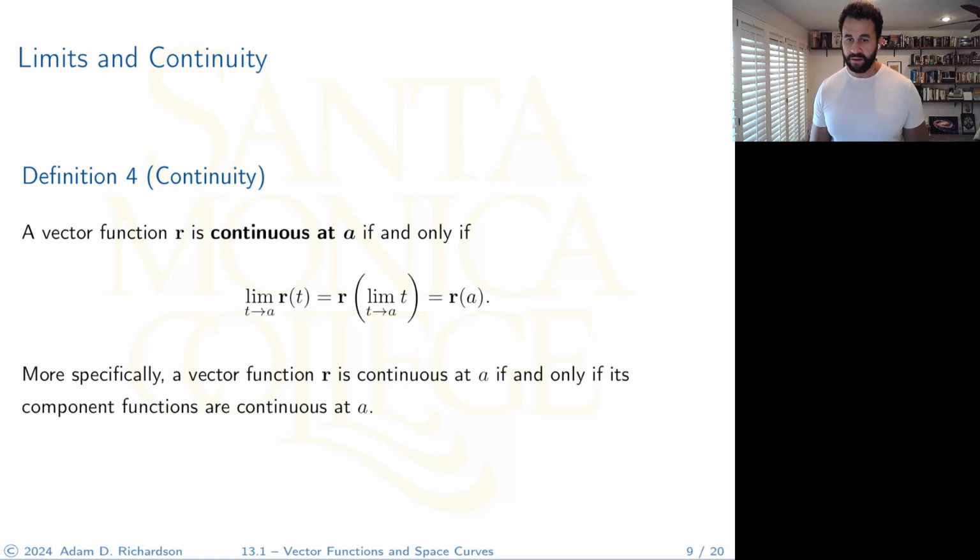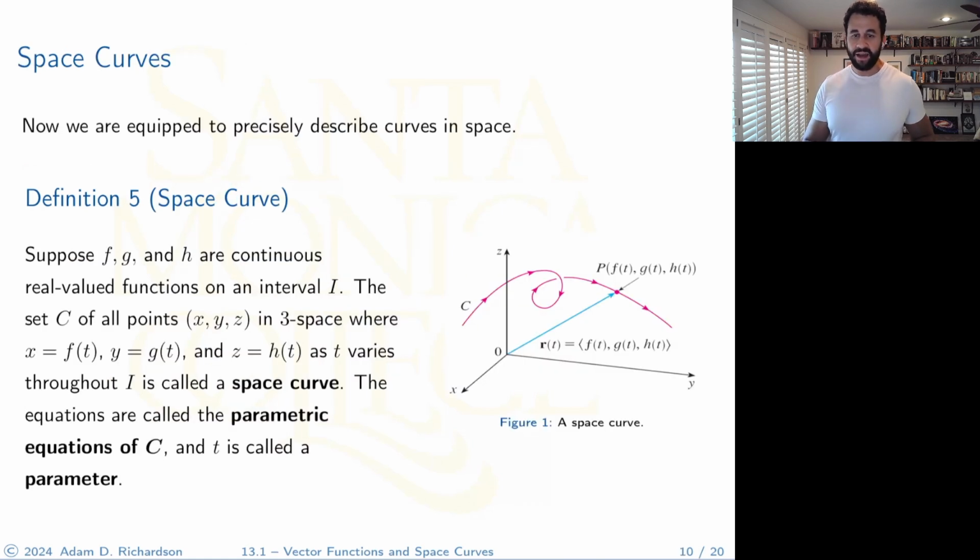All right. More specifically, the function is continuous if and only if the component functions are continuous. So again, it's a component-wise argument. Just see if the function is continuous in the first component, the second component, and the third component. If it's continuous in all three, then your vector function is continuous as a whole. All right, so now we're equipped to talk about space curves.